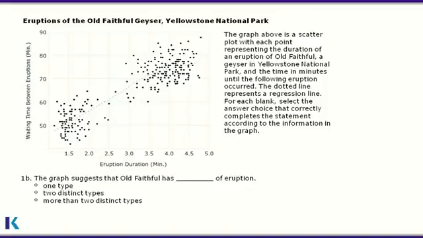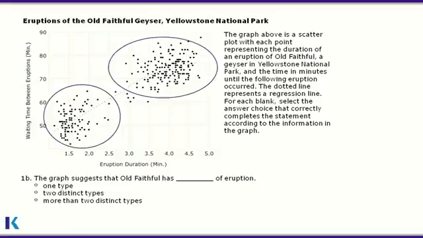On test day, you'll click the drop-down menu to reveal the choices. Begin by paraphrasing the question for yourself. Does Old Faithful have one, two, or more than two distinct types of eruption? As you noticed before, the data points separate themselves into two main clusters. There are a few stray data points scattered outside these clusters, but their number is not significant. Therefore, you can infer from the graph that Old Faithful has two types of eruptions, which is the correct answer.